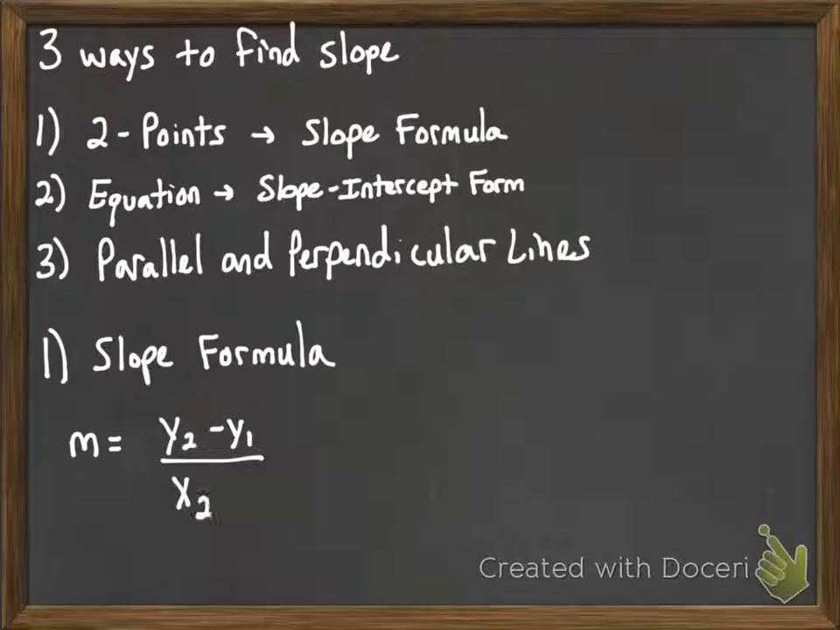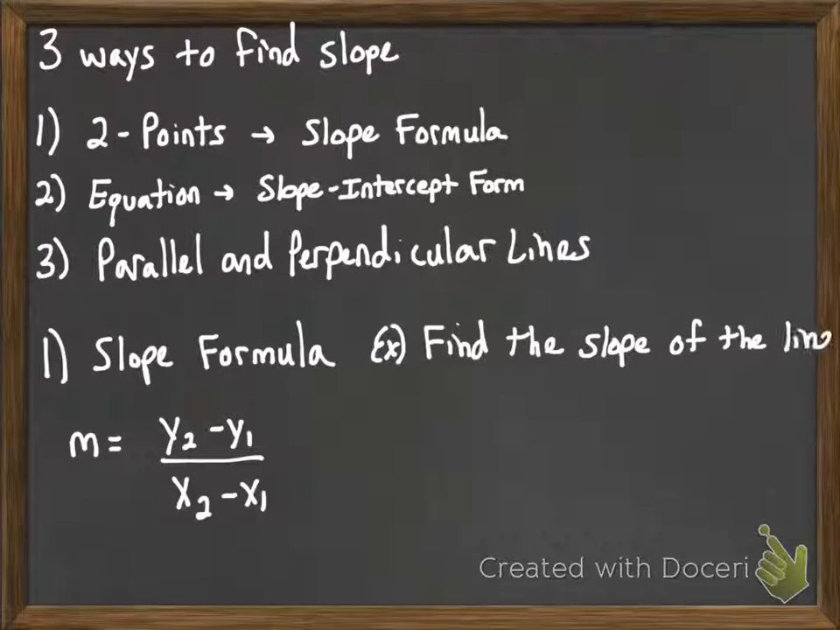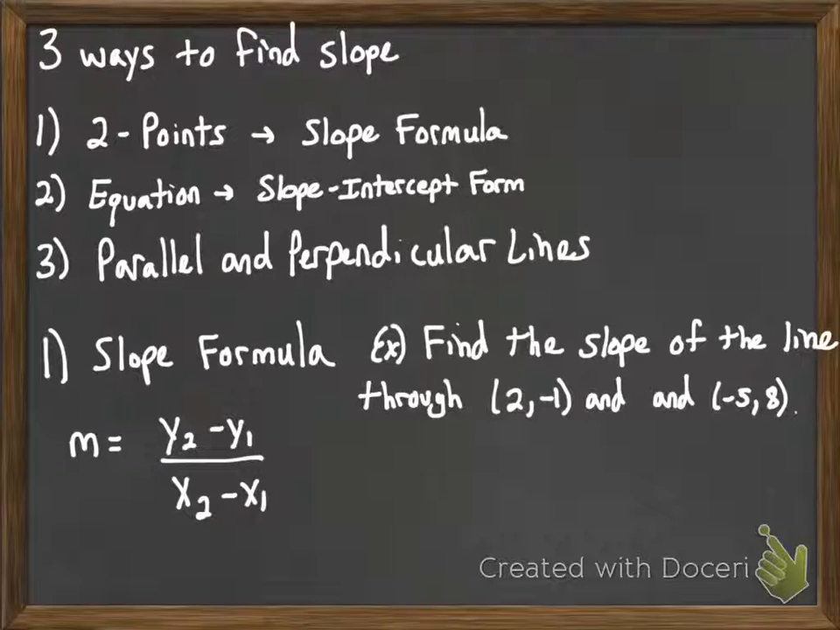The slope formula, you may recall, is y2 minus y1 over x2 minus x1, or in other words, the difference of the y values over that corresponding difference of the x values. Now, this formula is fairly straightforward to use as long as you keep a couple of things straight. For instance, we can say, hey, find the slope of the line that goes through the point (2, -1) and the point (-5, 8).